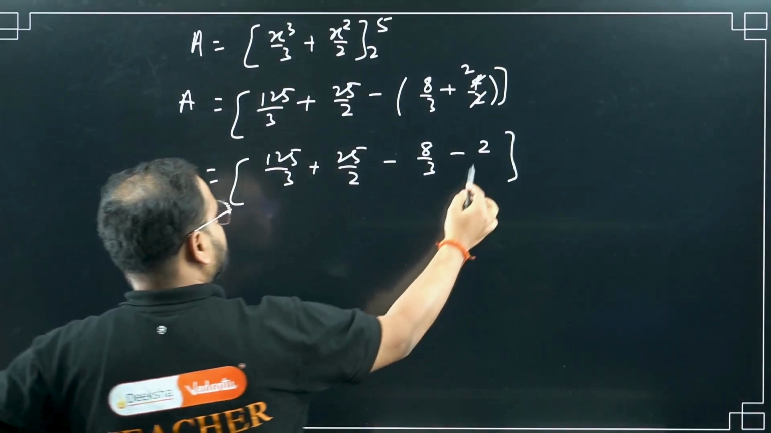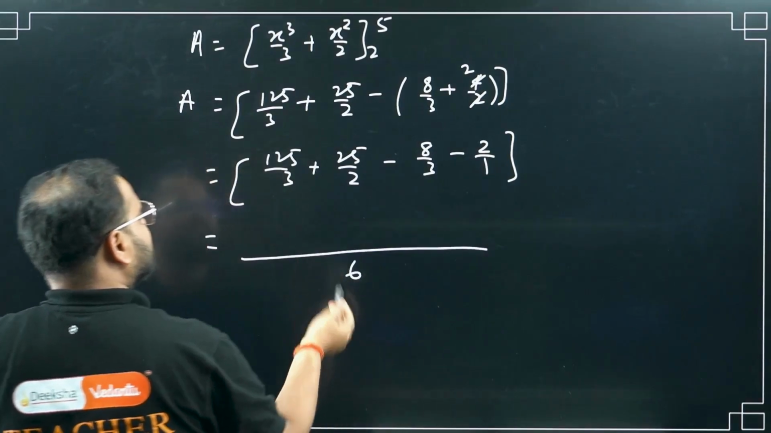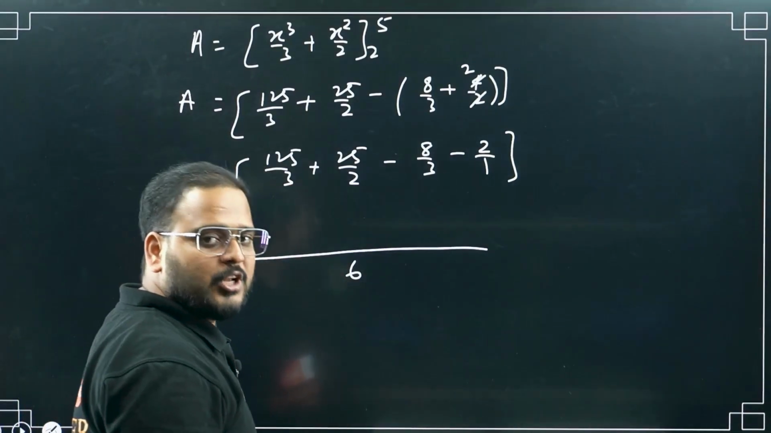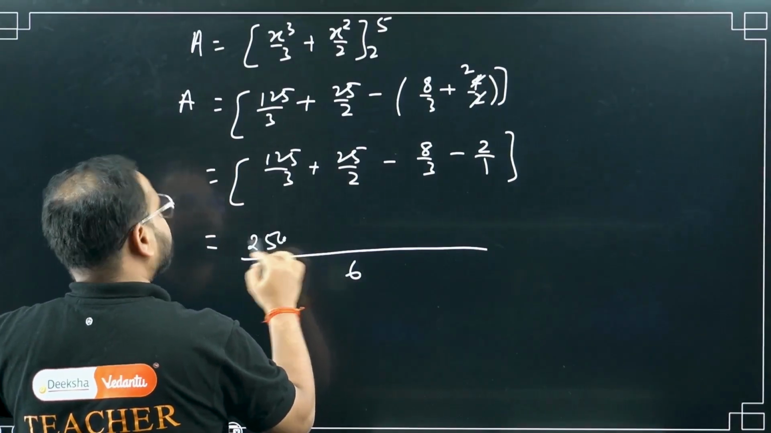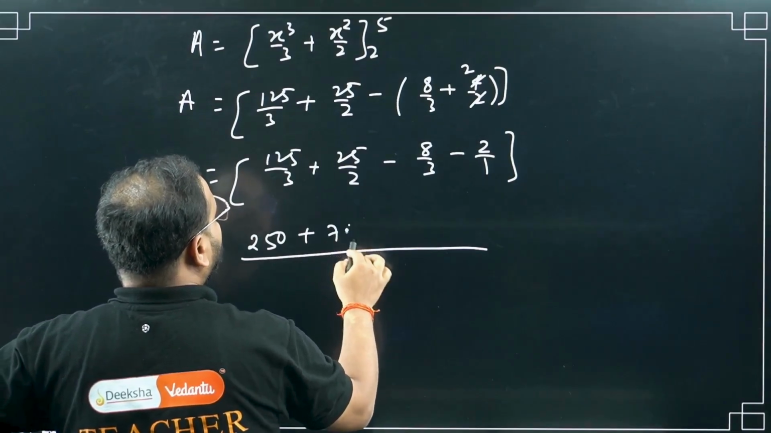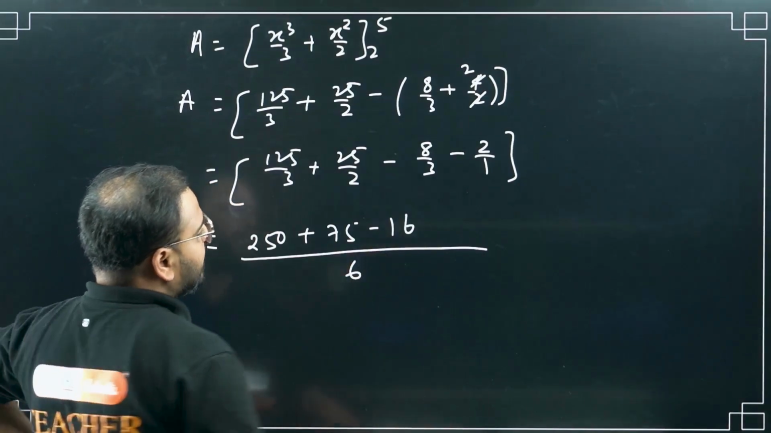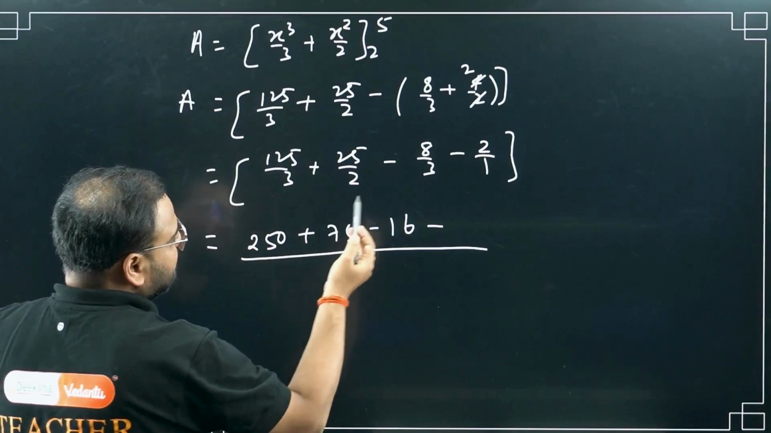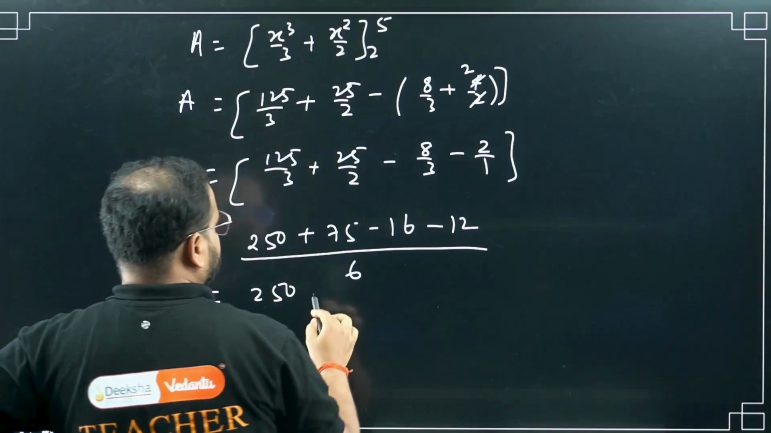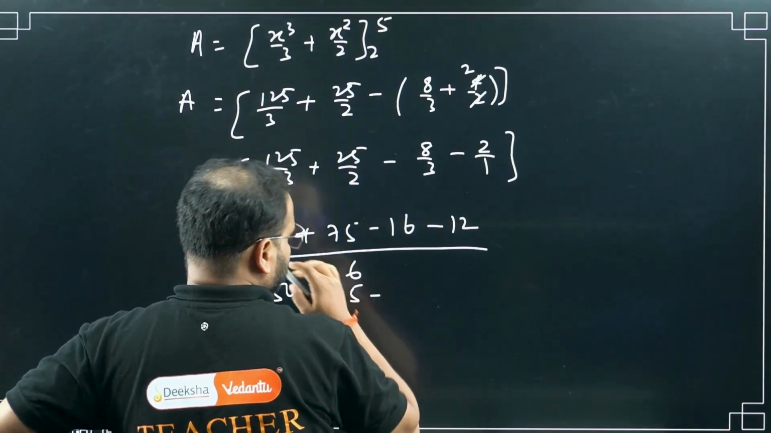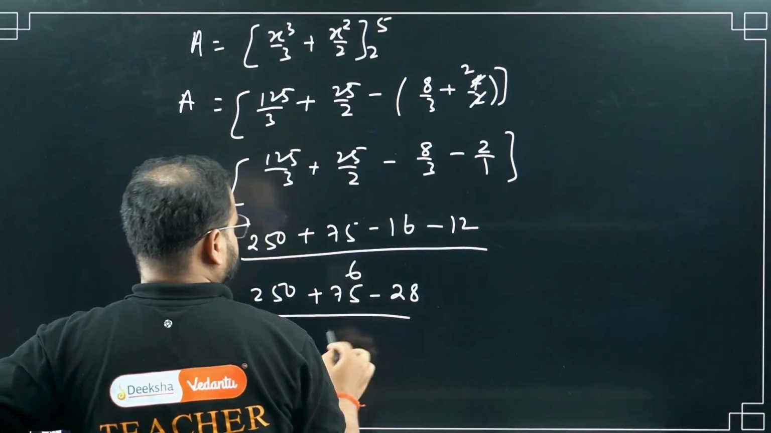What's the LCM of 3, 2, 3, 1? Simply 6. So take the LCM as 6. For the equivalent fractions, 3 to the 6 means I have to multiply by 2 in the numerator as well. So 250 will come. Over here, 2 to the 6 means 75 will come. Minus 3 to the 6 means 16 will come, and minus 1 to the 6 means 12 will come, right? Have a look: 250 plus 75 minus 28, right? That's 28 by 6.